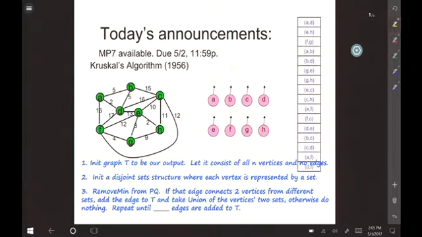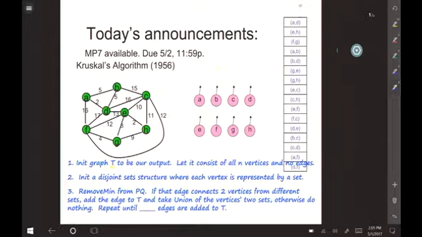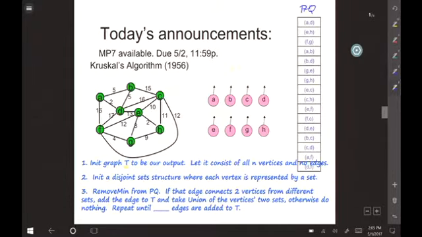Sorry about that. So the first thing we do is initialize some structures. We initialize a graph T that's intended to be our output. We initialize a disjoint set structure. For this example, I've just drawn them. And we initialize a priority queue. I intend no particular implementation of that priority queue. I just put it here as a sorted list so that I can use it easily in the example. We're going to spend a fair amount of time talking about the particular implementation of the priority queue later on.